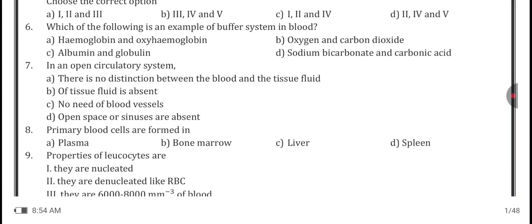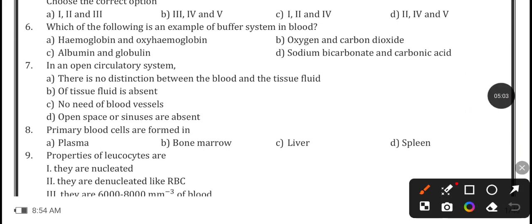Now in an open circulatory system, there is no distinction between the blood and the tissue fluid. Tissue fluid is absent, no need of blood vessels, no open space or sinuses are absent. So here the correct option is there is no distinction between the blood and the tissue fluid. Both are mixed in the open circulatory system. So option A is correct.